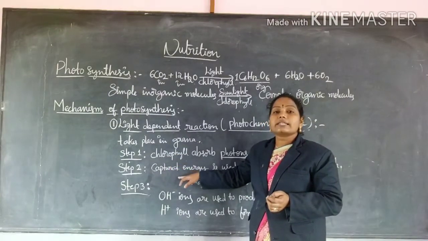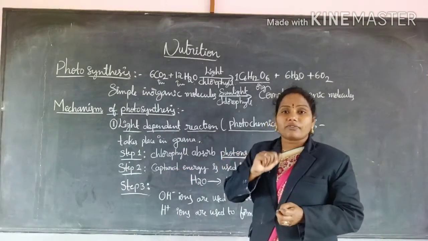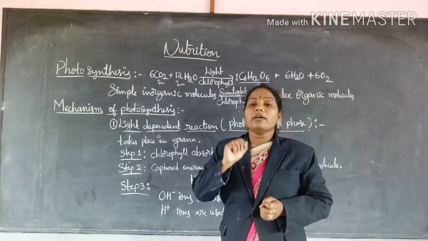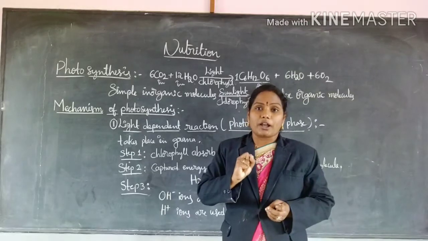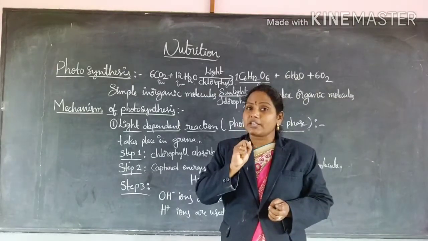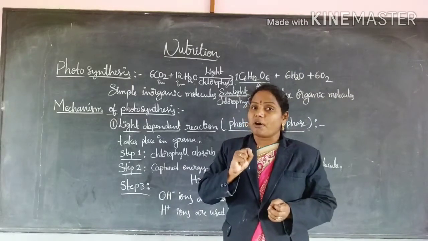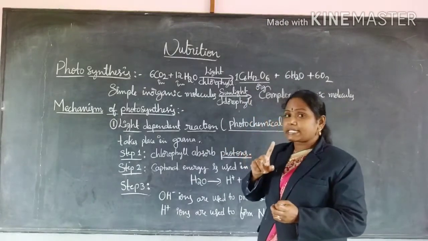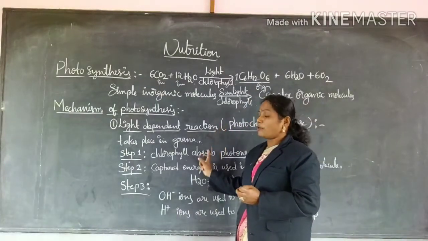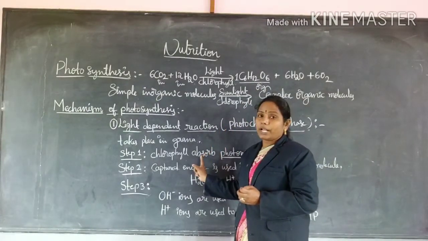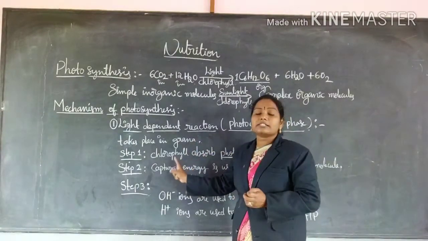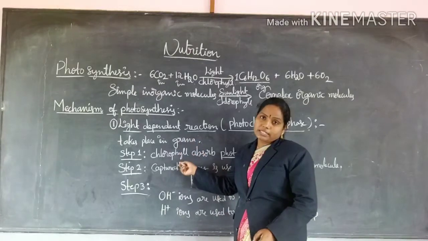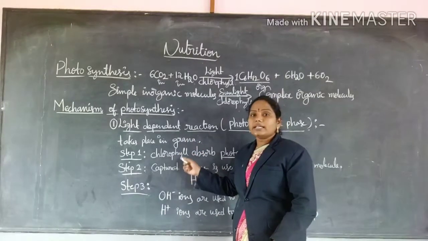What is the second step? Already in the first step, what did we learn? The sunlight is captured in the form of photons. Photon is an energy form. So in the second step, the photon energy absorbed by the chlorophyll is utilized.